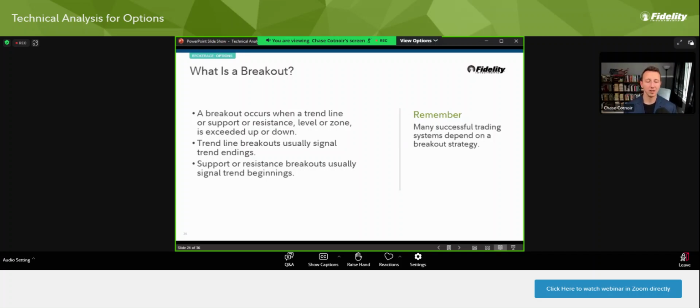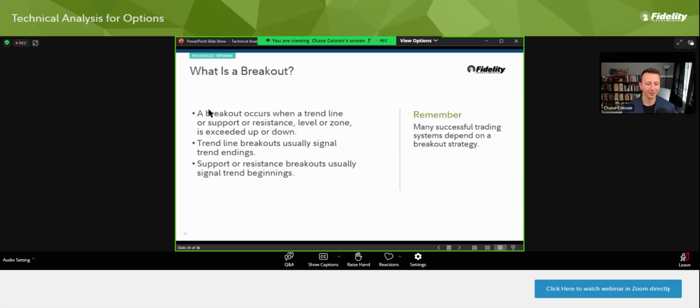Oftentimes, and I've been a victim of this myself, you see a pattern forming, you say, all right, I'm going to enter in before the breakout because you want to get in early, only for the breakout to be in maybe the opposite direction, and you didn't wait for confirmation. So I think the idea here when it comes to breakout is simply we could almost change this and say confirmation, right? Like waiting for some kind of additional confirmation.